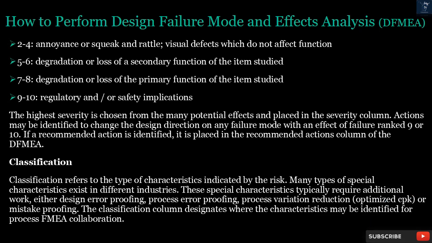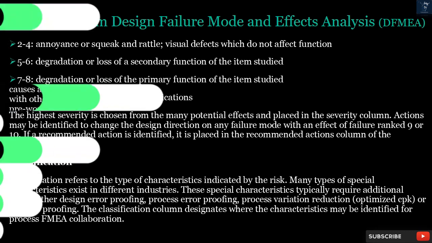Classification. Classification refers to the type of characteristics indicated by the risk. Many types of special characteristics exist in different industries. These special characteristics typically require additional work, either design error proofing, process error proofing, process variation reduction, optimized CPK, or mistake proofing. The classification column designates where the characteristics may be identified for process FMEA collaboration.